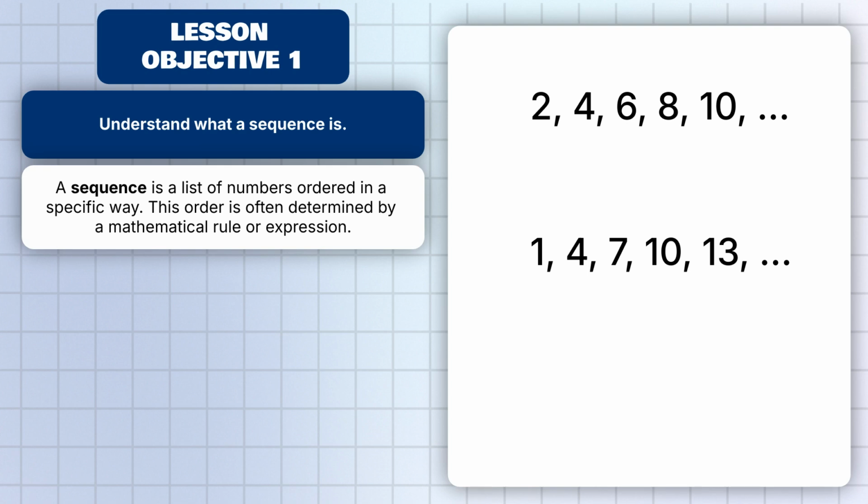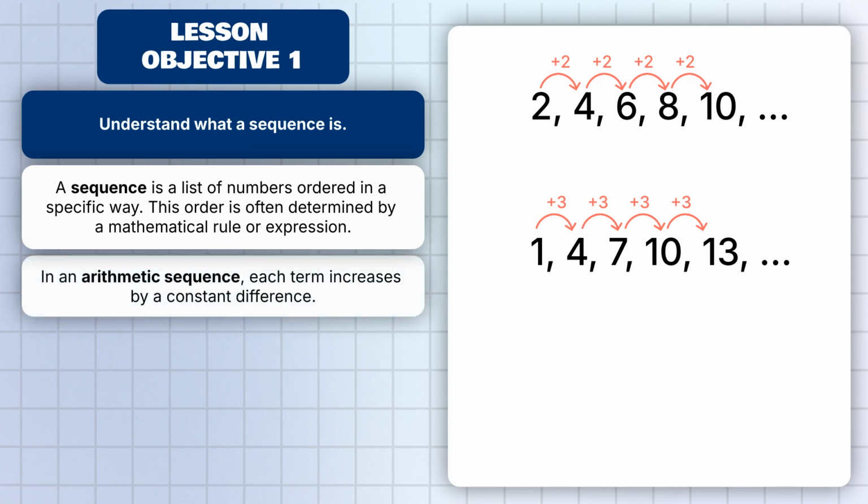Let's break them down. In the first sequence, each term increases by 2. In the second sequence, each term increases by 2. These are examples of an arithmetic sequence. In an arithmetic sequence, each term increases by a constant difference. So for the first sequence, since each term increases by 2, this is an arithmetic sequence with common difference 2. The second sequence is an arithmetic sequence with common difference 3.